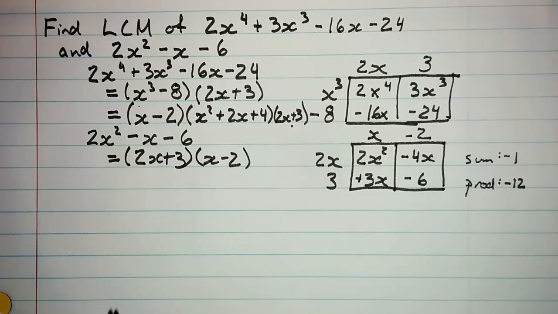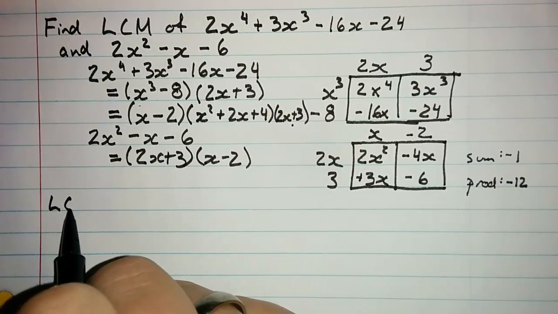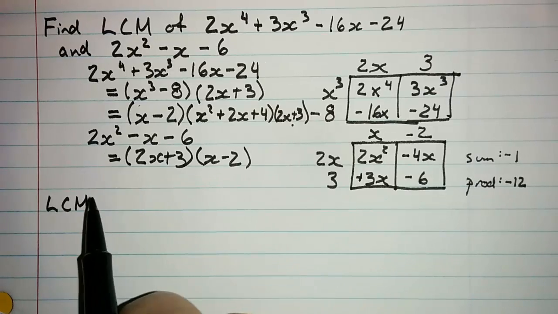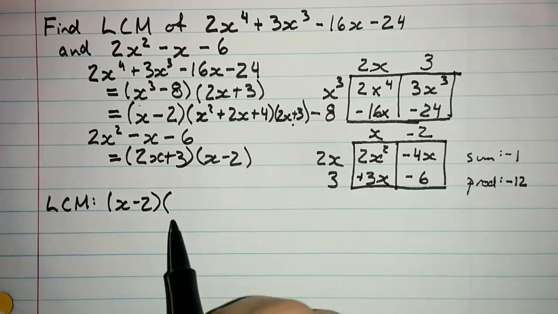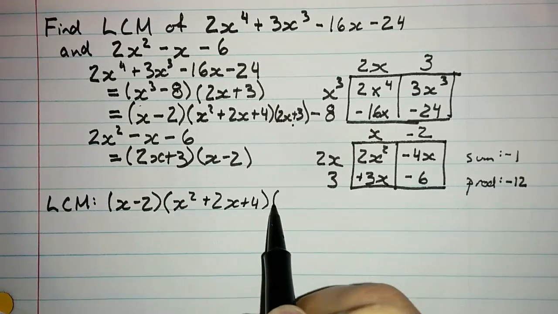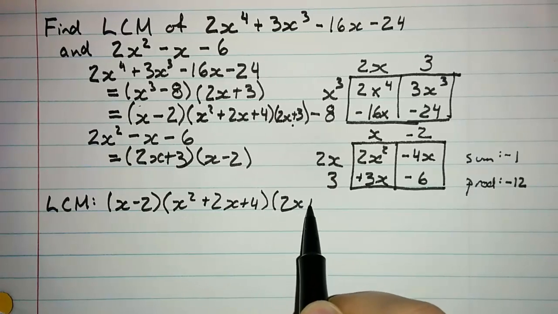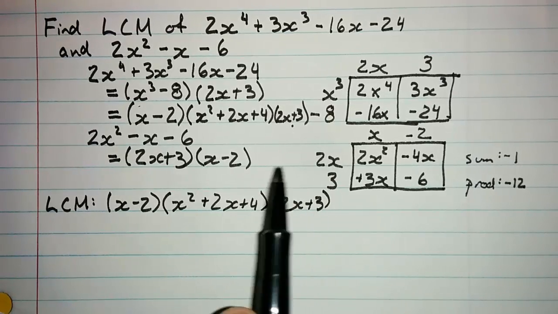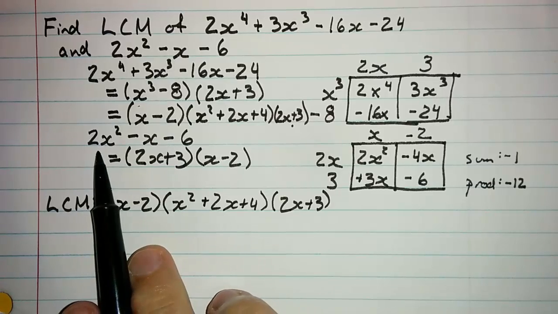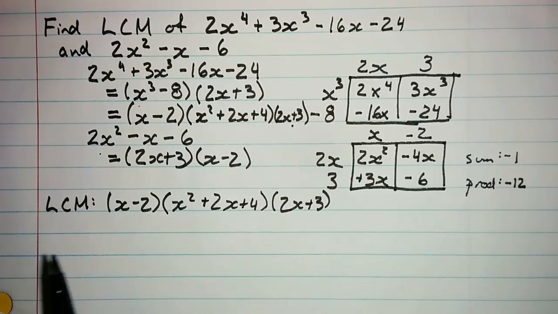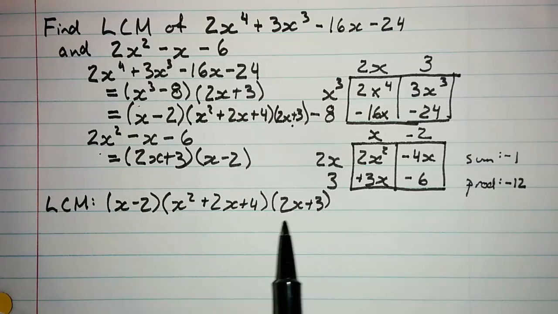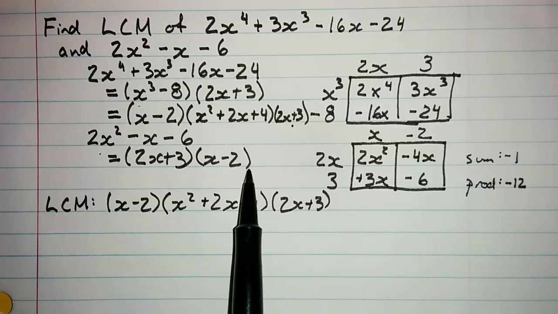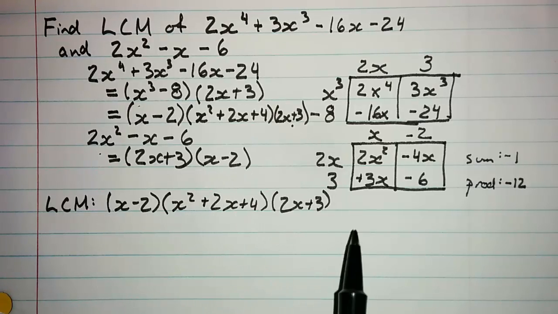Oh, this actually looks really good for my least common multiple. My least common multiple will be, well, x minus 2 times this trinomial times 2x plus 3, and then to be a multiple of 2x squared minus x minus 6, I need a 2x plus 3 in my factorization, but I've already got one. I need an x minus 2, but I've already got one. So this is already my least common multiple.